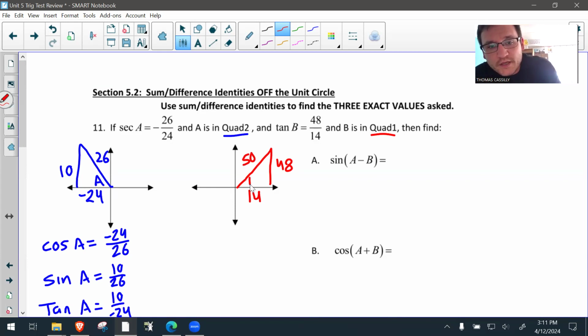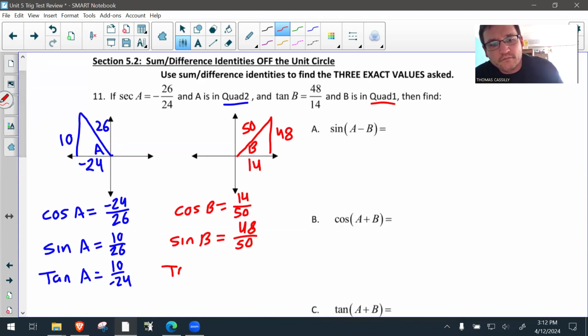So this is angle B now. The three trig ratios for angle B. We have the cosine of B, which is the adjacent over hypotenuse, so 14 over 50. Again, you can reduce that. The sine of angle B is the opposite, so 48 over the hypotenuse, which is 50, and that one can reduce a lot. And then the tangent is 48 over 14, and they gave us that one, so we could just grab it from up top.